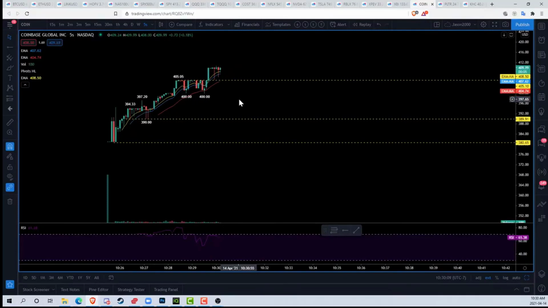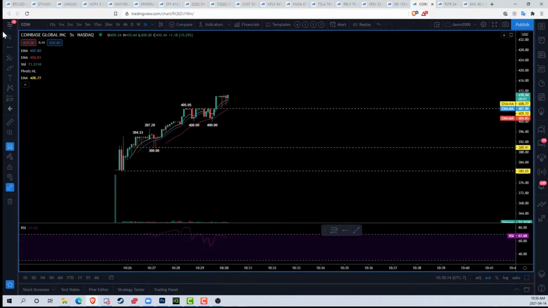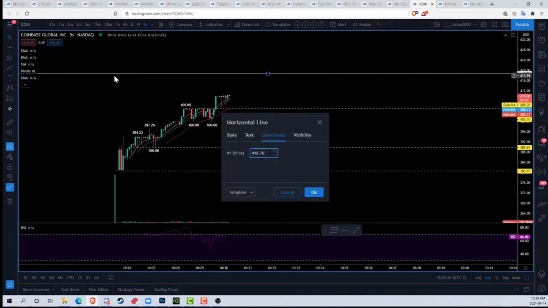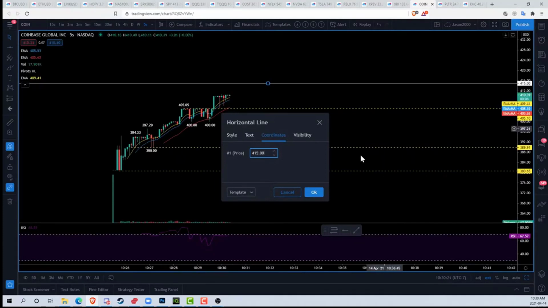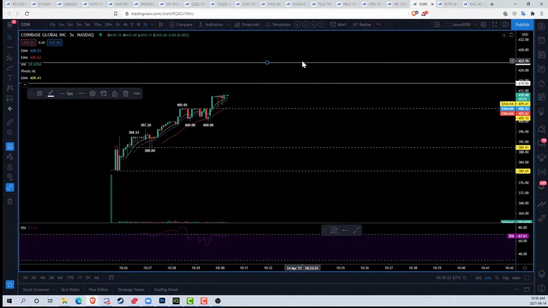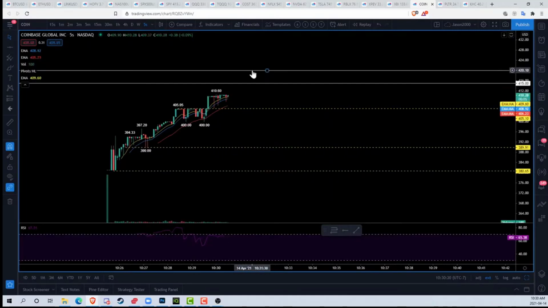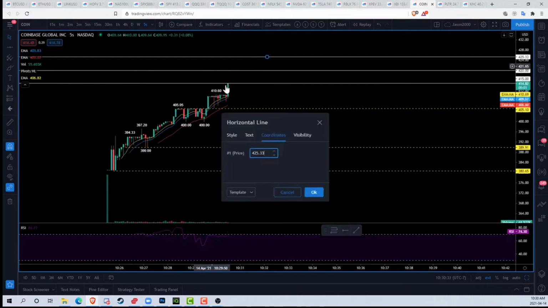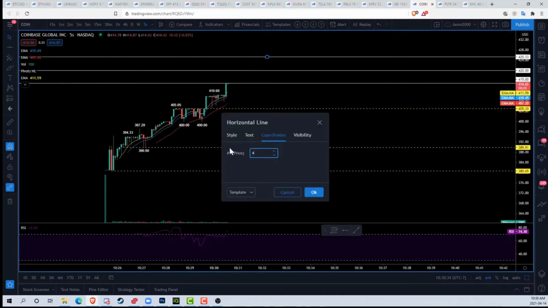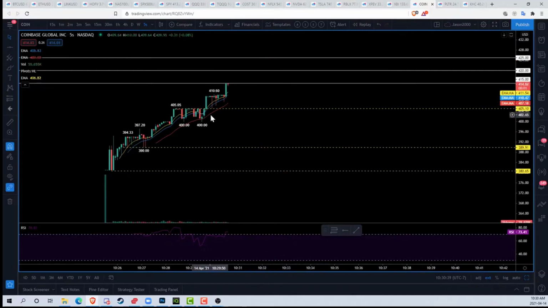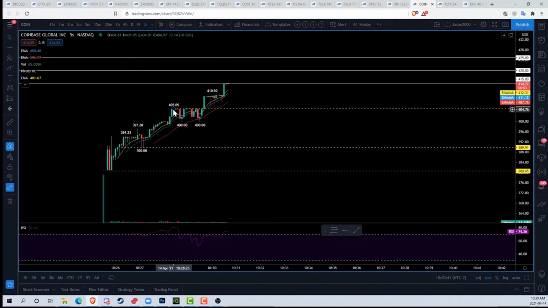So what is our next resistance? It's going to be probably 415. So what we can do is go back and start plugging in a couple of these. So let's go 415. Let's go 420. And 425. All right, so just hit 415, and we're just getting our stair step action, right?